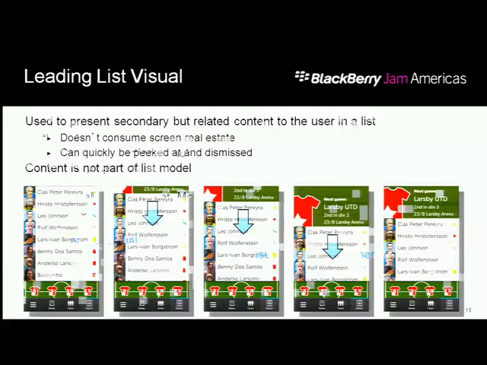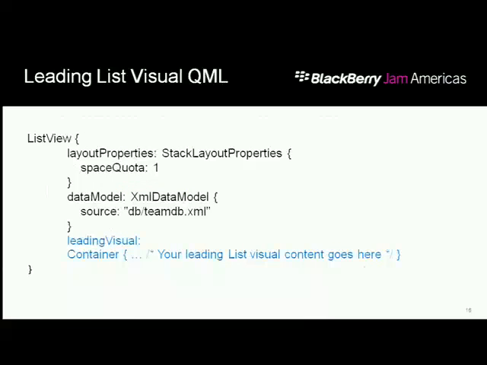Actually, the QML is very simple. Looks like this. I have a list view, and I use the list view as before, but I can add this leading list visual property and include any control here. In this case, I have a container with some images and stuff, but you can put more or less anything in the leading visual. Simple but very useful feature, and you should try to experiment with it.